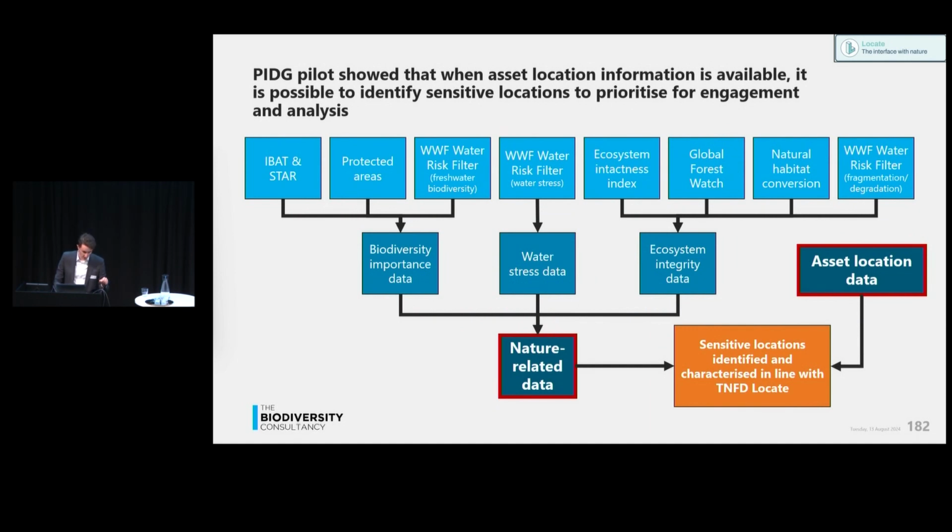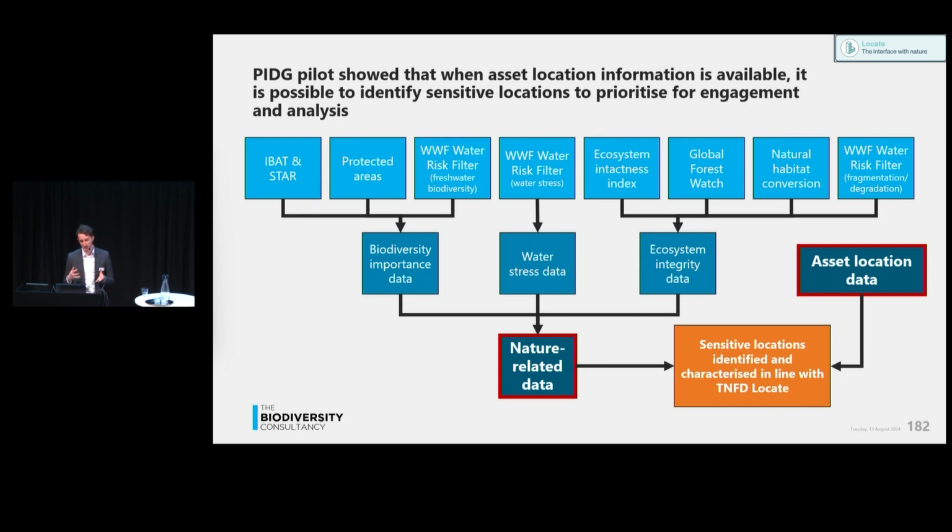Alrighty, it's a lot on this slide, but it's actually driving home a point. With PIDG, because they had location and asset type information about what they had holdings of, it's infrastructure holdings like hydropower, as an example, we were able to combine that with a variety of nature-related data.